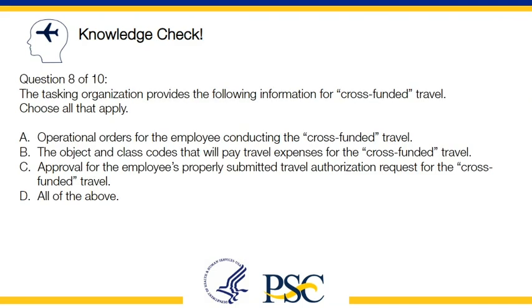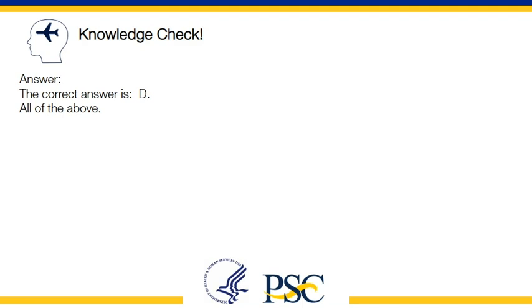The tasking organization provides the following information for cross-funded travel. Choose all that apply. A. Operational orders for the employee conducting the cross-funded travel. B. The object and class codes that will pay travel expenses for the cross-funded travel. C. Approval for the employee's properly submitted travel authorization request for the cross-funded travel. D. All of the above. Click the Pause button, consider your response, and then click Play to resume and learn the correct answer. The correct answer is D.